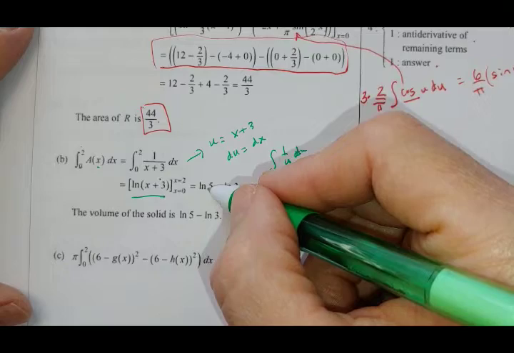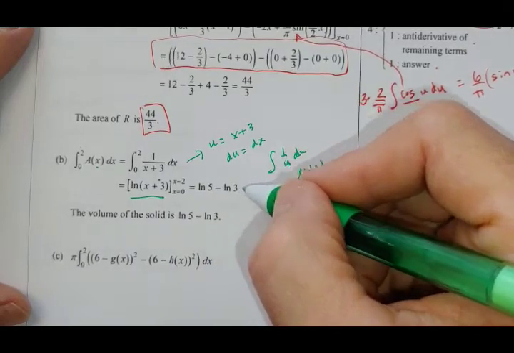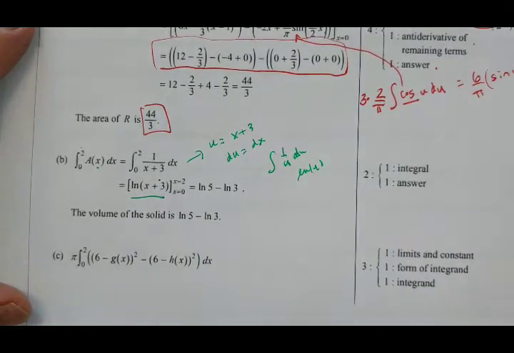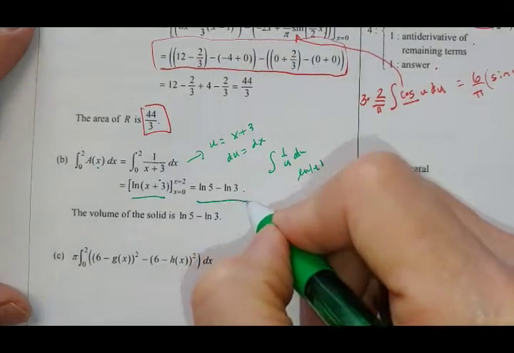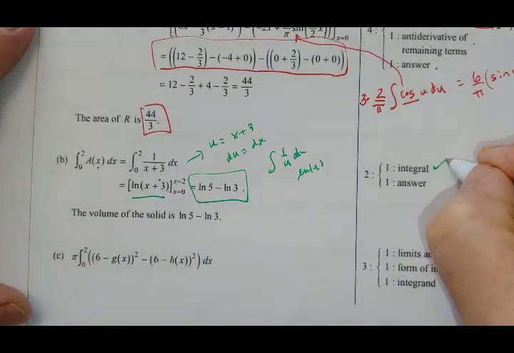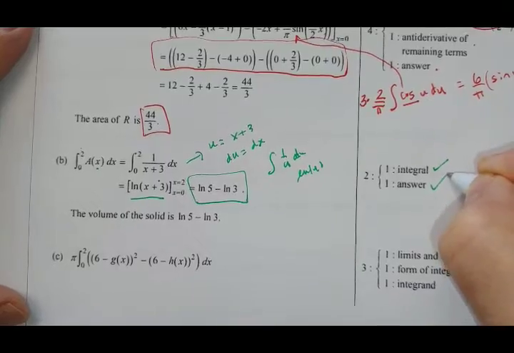And then you can simplify that by substituting the upper bound minus the lower bound. Don't have to clean up, don't have to use log properties. You can leave it just like that. 1 point for the integral, 1 point for the answer.